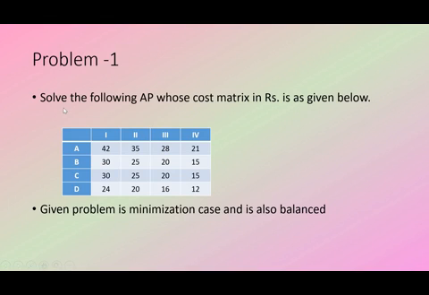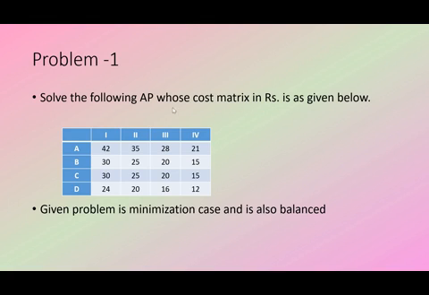So we consider a problem here. Solve the following assignment problem whose cost matrix in rupees is as given below. So I have 4 workers A, B, C, D, and I have 4 jobs 1, 2, 3, 4. So we are supposed to make an optimal assignment so as to minimize the cost.